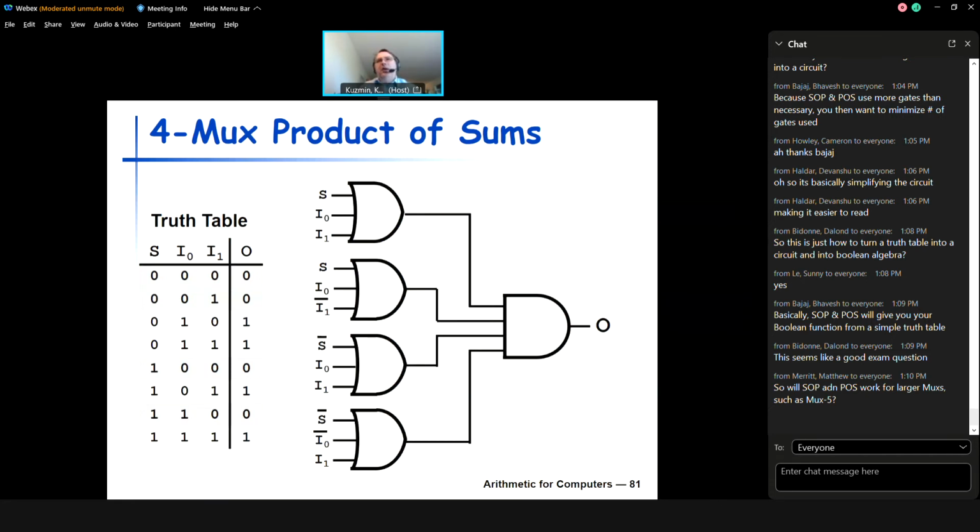All right, and if we need to write their formula, okay, we can easily do that. So that would be S plus I naught plus I1, and S plus I naught plus not I1, and so forth.